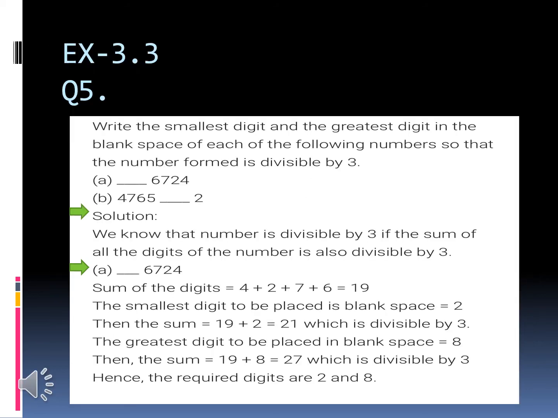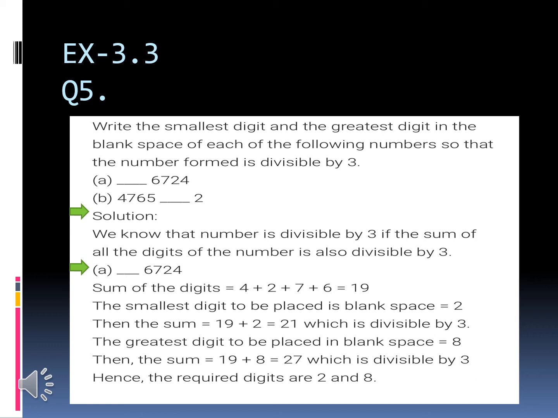Question number 5. Write the smallest digit and the greatest digit in the blank space of each of the following numbers so that the number formed is divisible by 3. So the question says that you have to fill a digit in the blank so that the complete number becomes divisible by 3. So before starting with the solution, let's quickly recall the divisibility of 3 again.